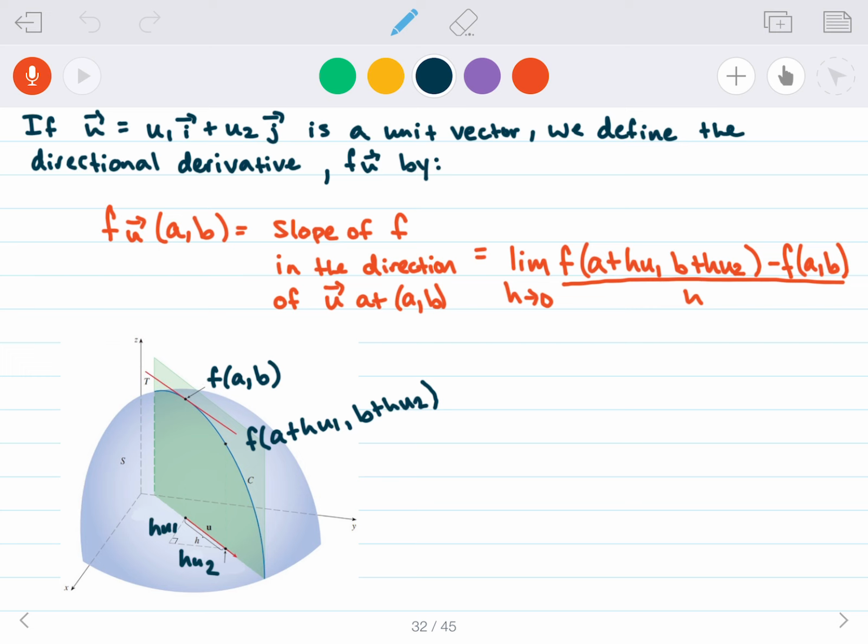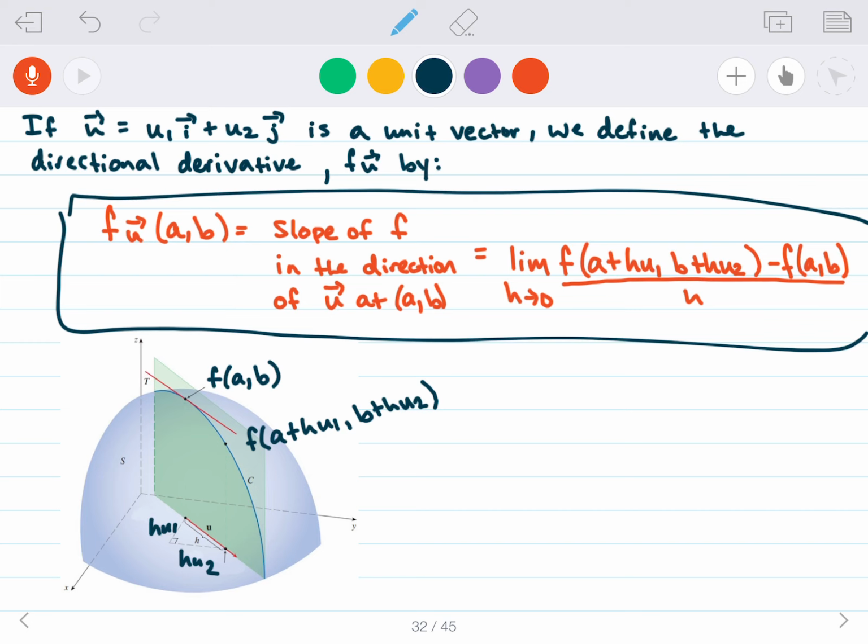And so from all of that, we're going to get our limit definition of a directional derivative, right? So remember, we're just dealing with slope here, rise over run. So the change in the height component, like I just mentioned, is the difference between the two values, f of ab and f of a plus hu1, b plus hu2. And the change in what we're thinking of as our x component is going to be this h value right here. So that's where we're getting that from. So all that being said, this is going to be the slope of f in the direction of a unit vector u at a point ab.